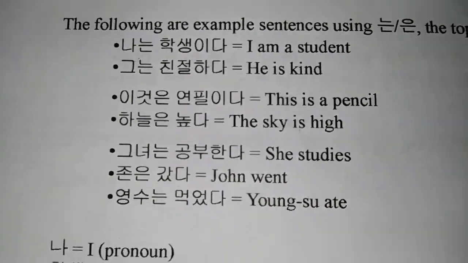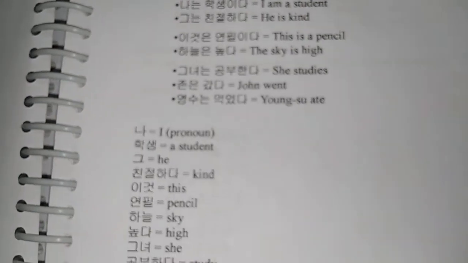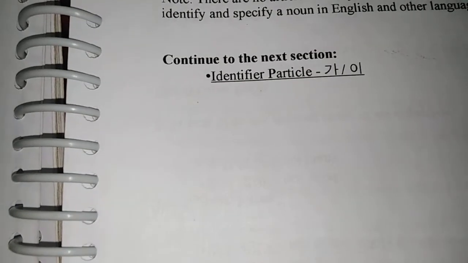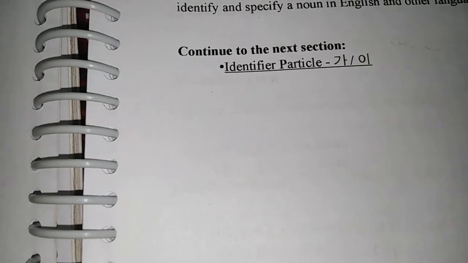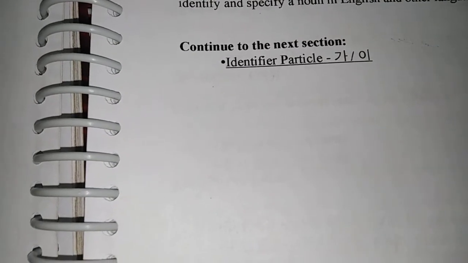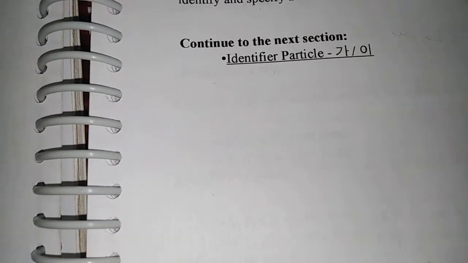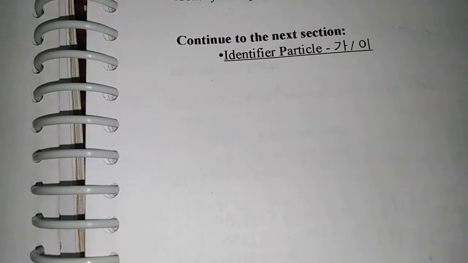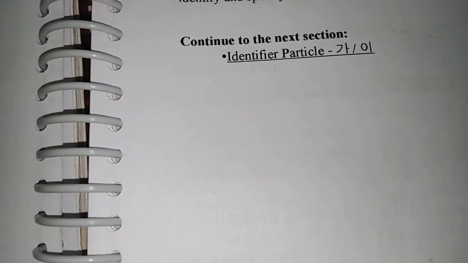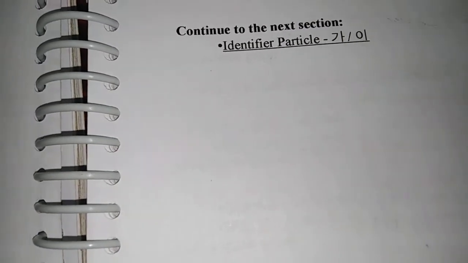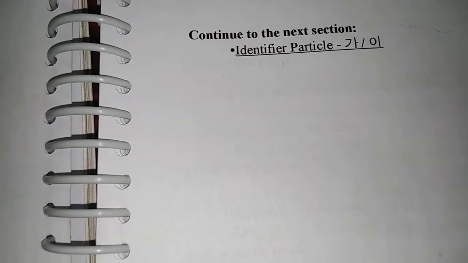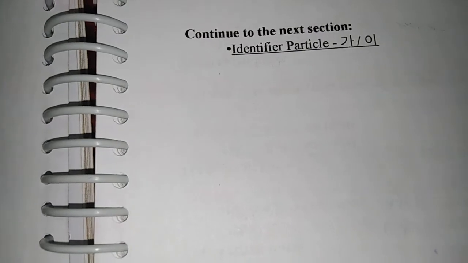So I hope you understood what was taught today. In the next class, we'll be looking at the identifier particles ga and i. And if you have any doubts, don't hesitate to put them in the comment box. You can also make your own example sentences, and I'll be checking those for any mistakes, or whether you have done a good job. I'll be checking that personally.